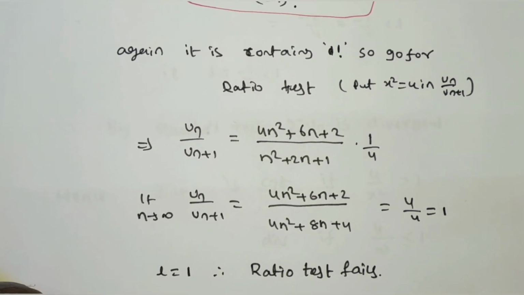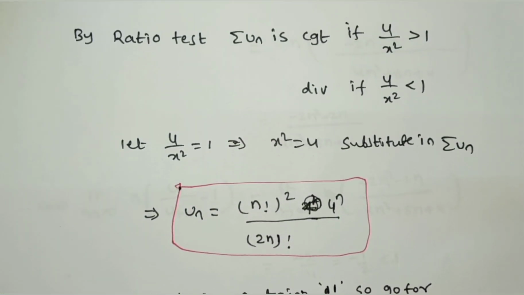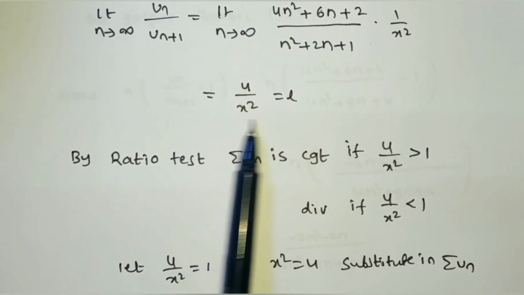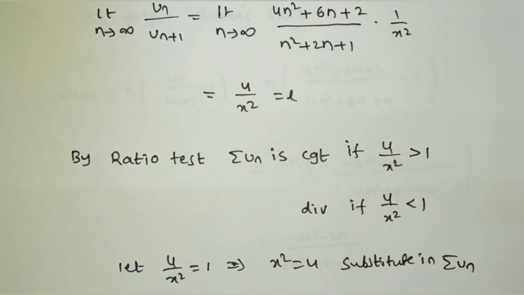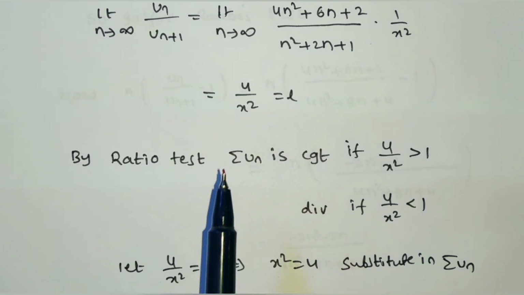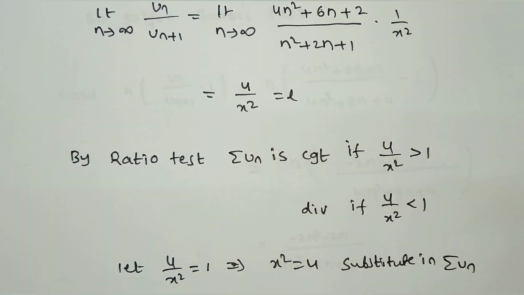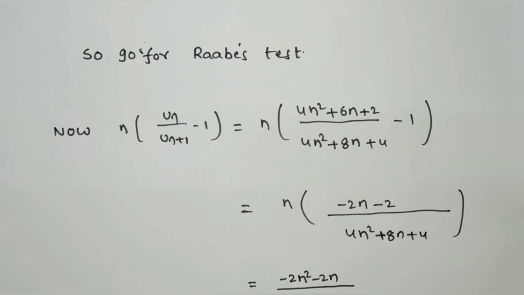Does the L value contain x by e or e by x? You check it. What is L here? L is 4 by x square. It does not contain e. So go for Raabe's test. If it contains 4e by x square or 4 by x square into e, like if it contains an e term, you have to go for the logarithmic test. But it does not contain e, so you have to go for Raabe's test.